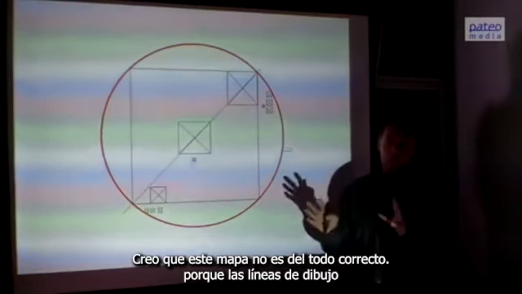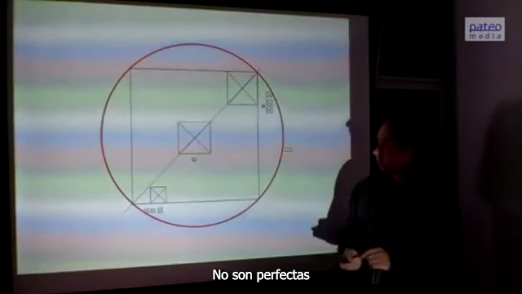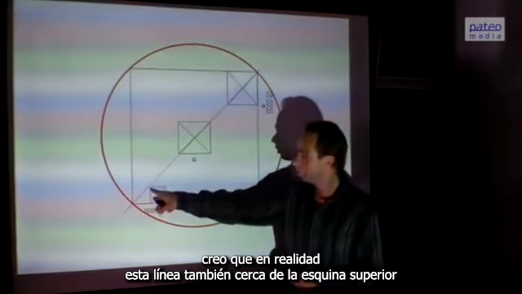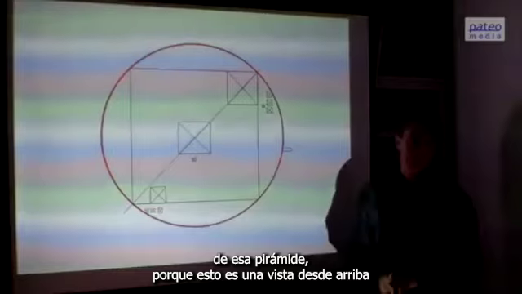I think this map is not totally correct because the lines I'm drawing are not perfect. I think that in reality this line also goes to the top corner of that pyramid.